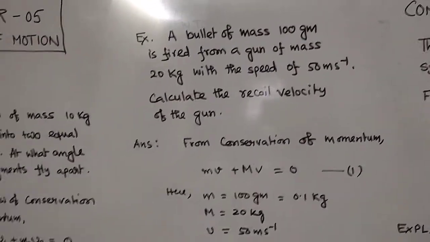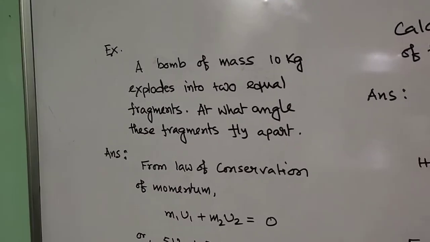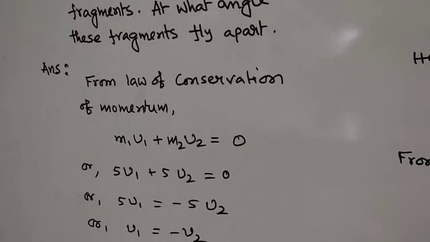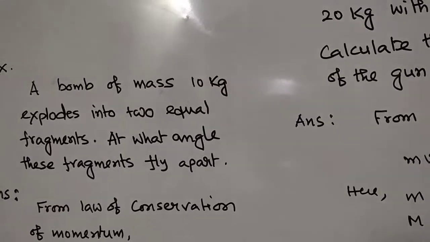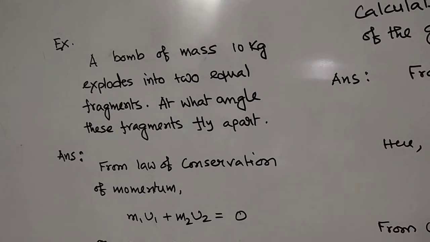So this is one application. Another application, let us consider this one. A bomb of mass 10 kg explodes into two equal fragments. Two equal fragments, be careful. It means that each fragment has a mass 5 kg. At what angle do these fragments fly apart?